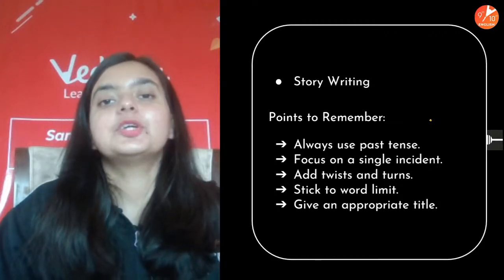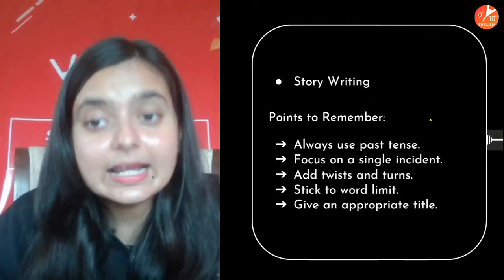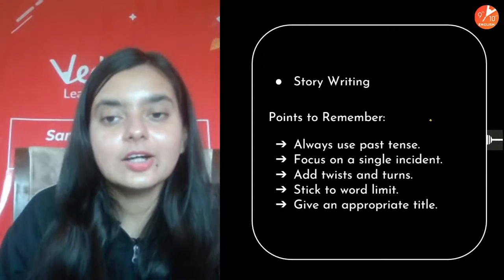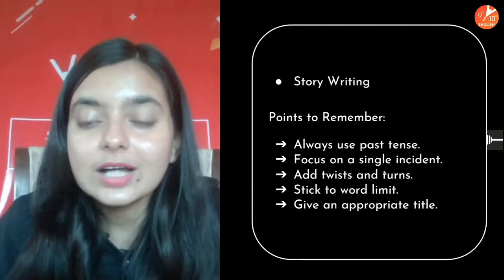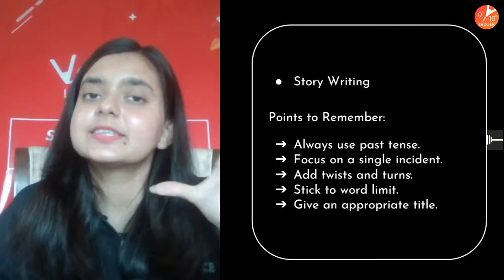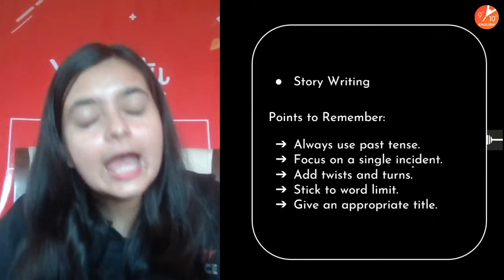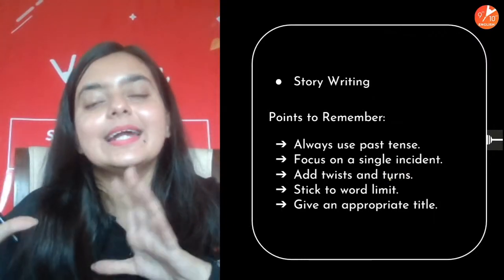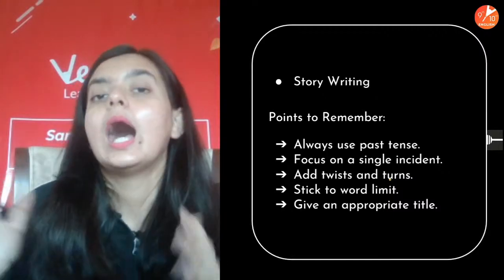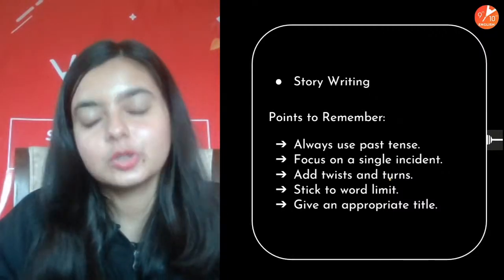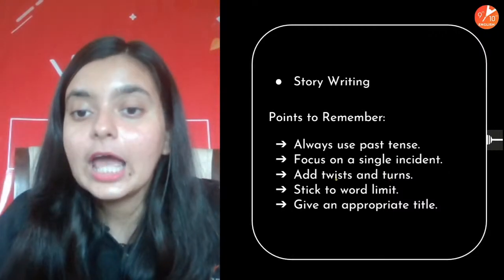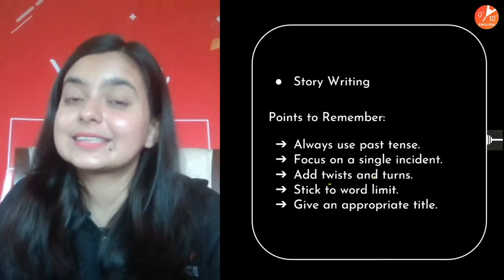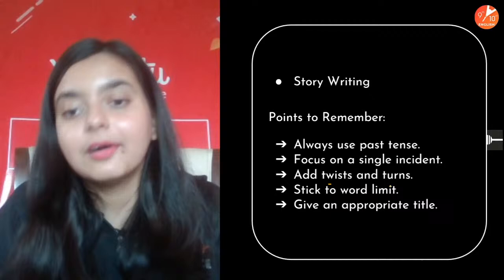And the next topic that you have for your writing is story writing. Always remember to use the past tense in your story writing and focus on a single incident because this is a short story. You have a word limit. So do not use multiple incidents. Then you will not be able to complete the entire story. You might also not be able to complete the paper. So just focus on one single incident. You can make your story interesting by adding an interesting climax, twists and turns.